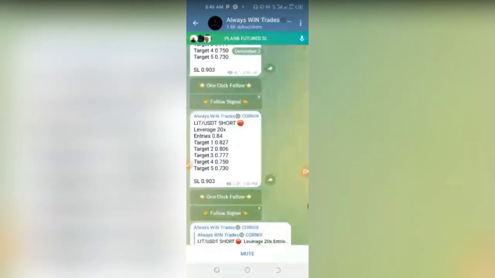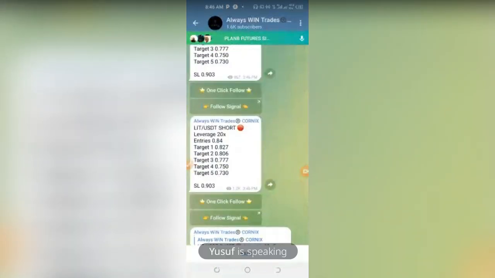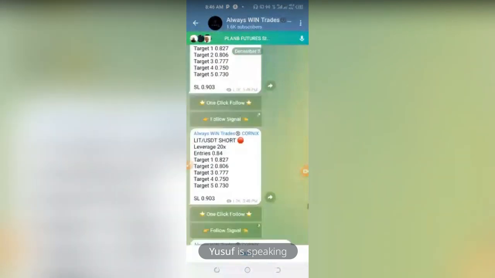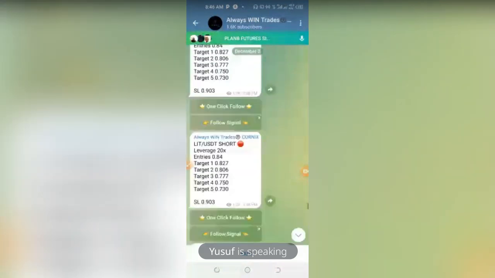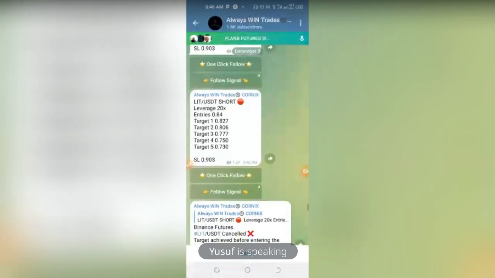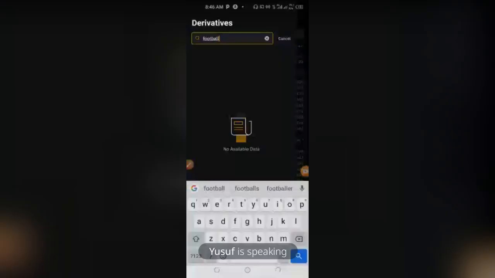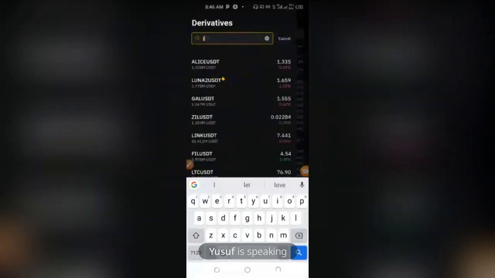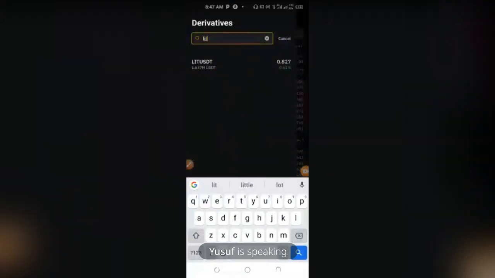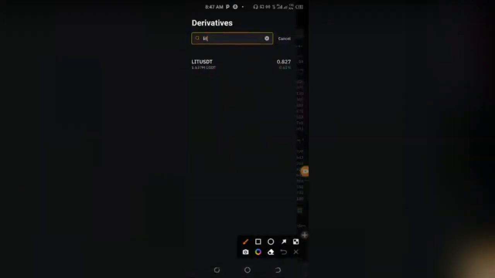This is another one. LIT USDT. This was dropped yesterday. You can see the date, December 2nd, 3:46 p.m. in the afternoon. So let's use this LIT USDT, for example. So you just come down, you search for the currency pairs, LIT USDT. As you can see, this is the coin. Then you tap on it.